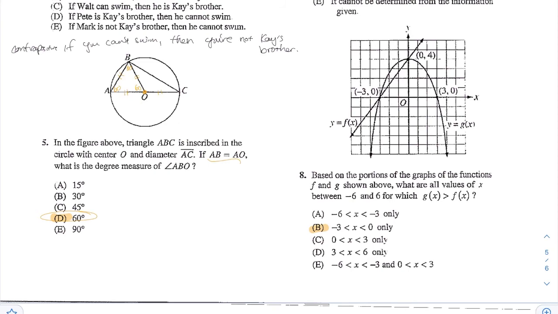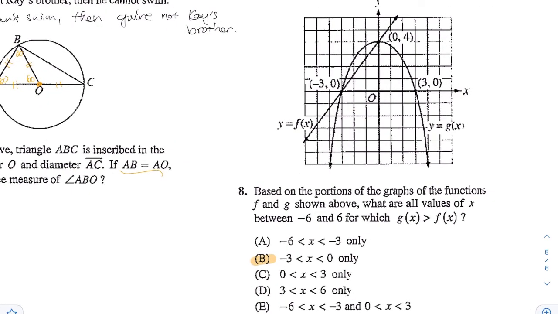Next, for number 8, based on the portions of the graph of the functions f and g shown above, where are all the values of x between -6 and +6 for which g of x is greater than f of x? So g of x is the y values for the graph of g, and you're comparing it to the y values of graph f. And you want this function g to be larger. So this is larger when the inputs are between these 2 points, specifically -3 and 0. That's going to be choice B.